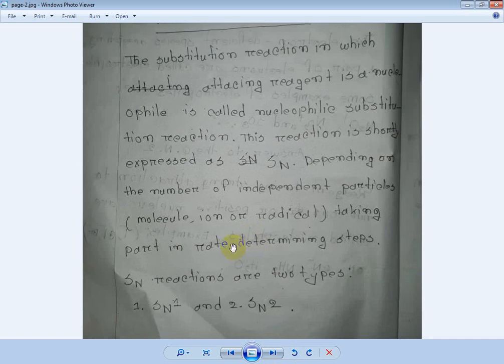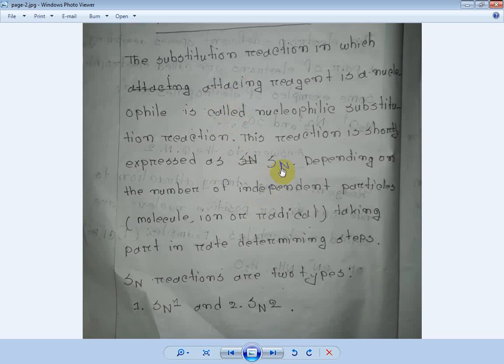Ammonia and water are neutral nucleophiles because they have lone pair electrons. Ammonia has one lone pair of electrons. Water has two lone pairs of electrons. A substitution reaction that occurs by a nucleophile is called a nucleophilic substitution reaction. What do you mean by nucleophilic substitution reaction? The substitution reaction which occurs by a nucleophile is called a nucleophilic substitution reaction.